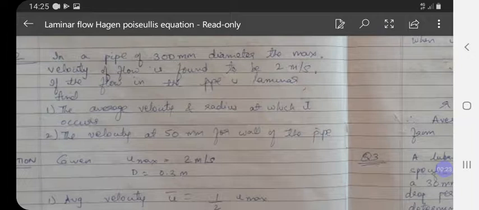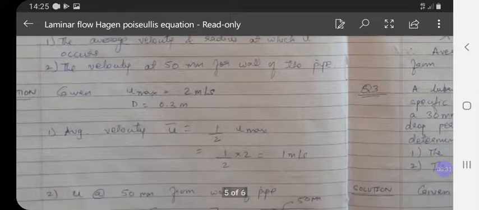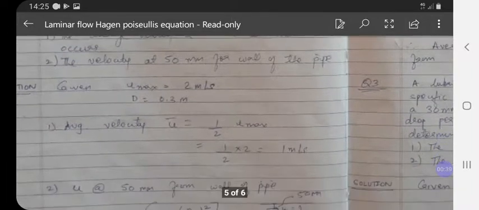So here we are given the maximum velocity. So U max is equal to 2 meters per second. The diameter of the pipe is given to us as 0.3 meters. We have been asked to find the average velocity and the radius at which it occurs. So average velocity u bar is equal to half u max. We have already seen this in the derivation. So directly putting half into 2, we get 1 meter per second.